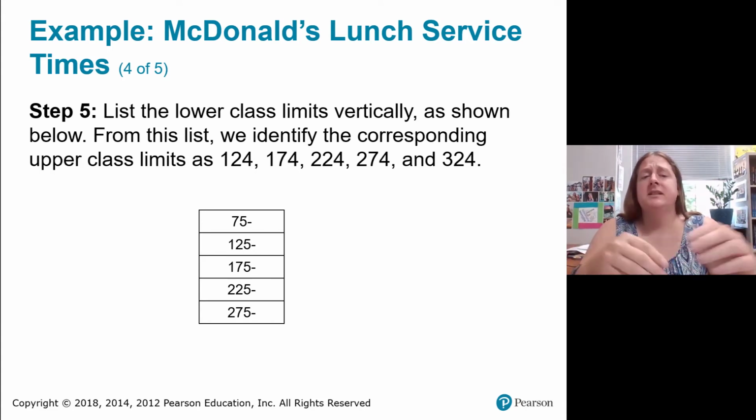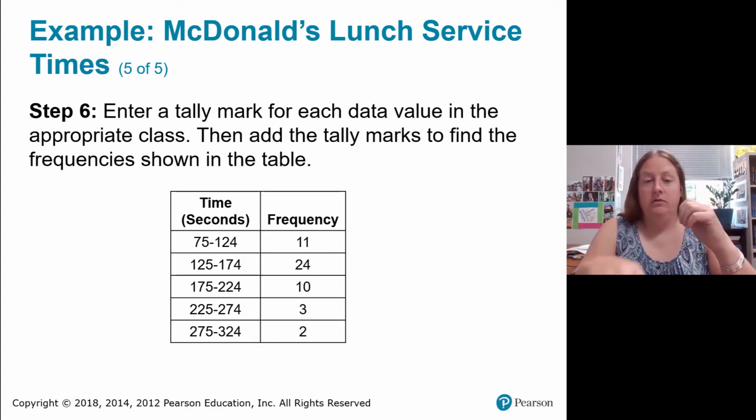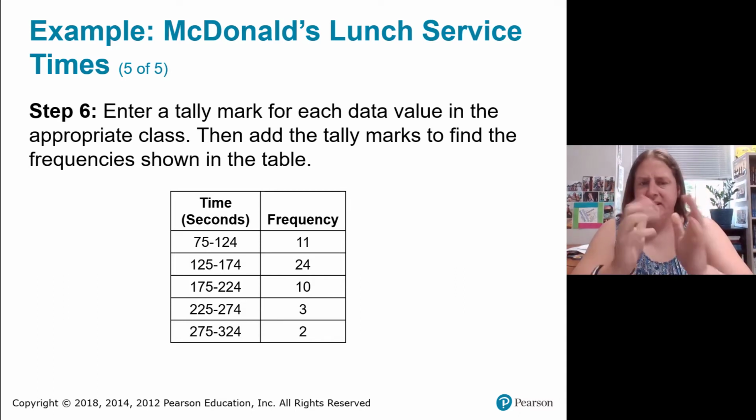So since 75 goes up until the next class, and the next class starts at 125, the upper class limit for my first class needs to be 124. Similarly, my next upper limit needs to be 174, and then 224, and then 274. And finally, 324. So I end up with all of my lower and upper class limits listed vertically.